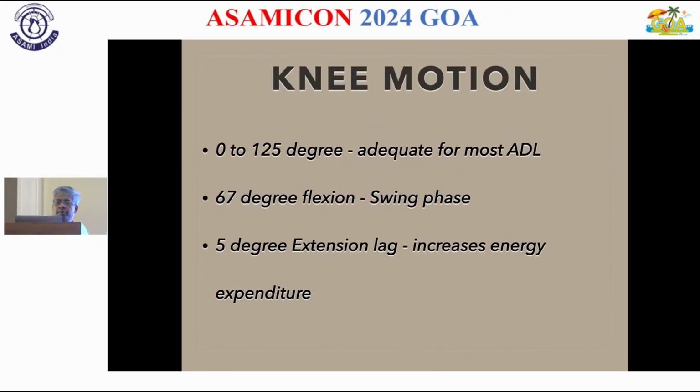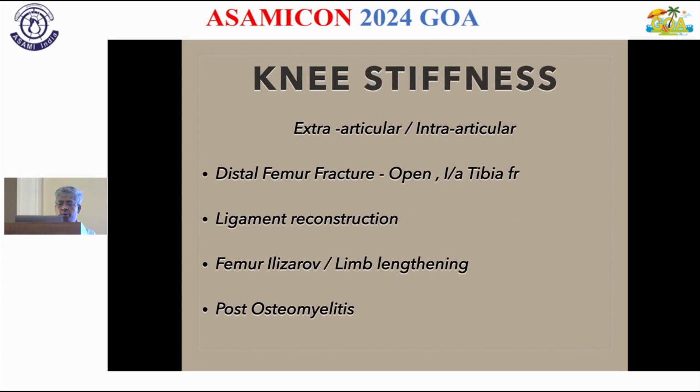For most activities of daily living, 125 degrees of flexion is adequate, and 67 degrees of flexion is required in swing phase of gait. But whenever there is an extensor lag, even 5 degrees of extensor lag increases energy expenditure quite a lot. So how does this stiffness occur? I am talking in context of trauma: following distal femur fracture, whether open or closed, also ligament reconstruction, femur release or limb lengthening, and post osteomyelitis.